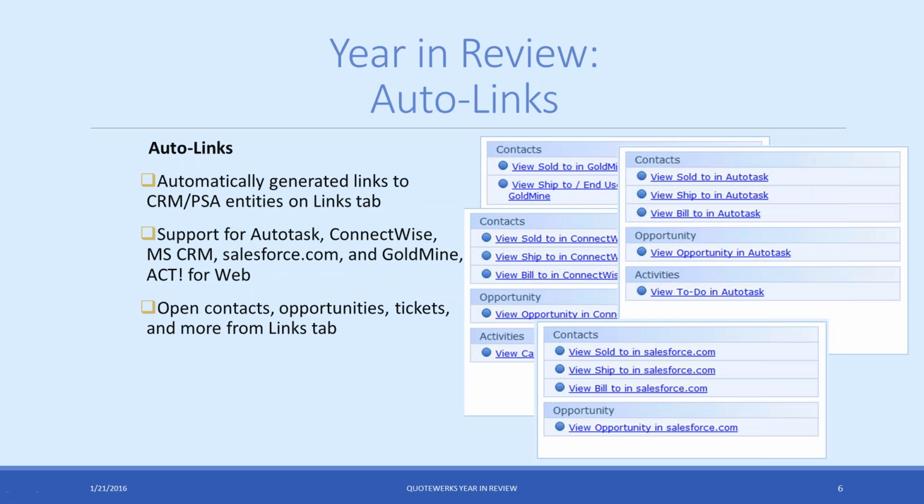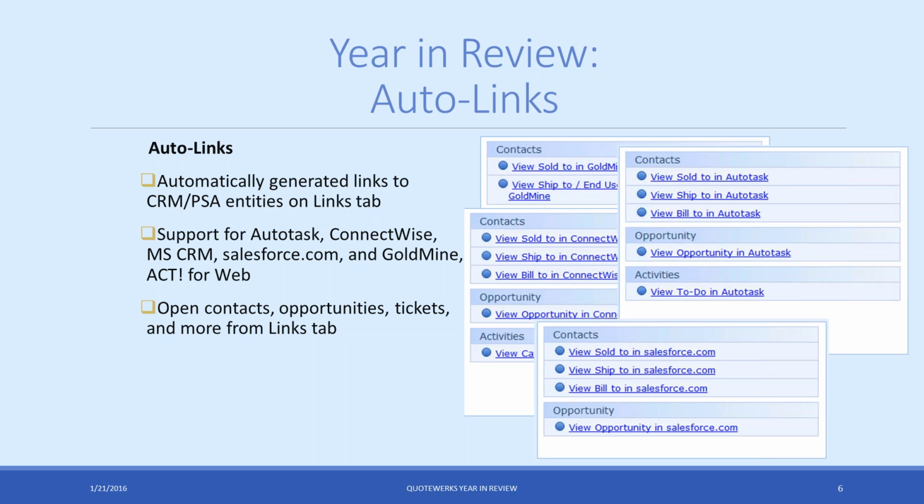Our auto links. This is something that we released early last year. This is where we automatically generate links to different CRM and PSA entities, and these are created on the Links tab. So if you're using Autotask, ConnectWise, MSCRM, Salesforce, Goldmine, or Act4Web, you'll be able to take advantage of these auto links. Basically, they'll allow you to quickly view a contact, the opportunity, a ticket, a follow-up call, any of that information that QuoteWerks creates.